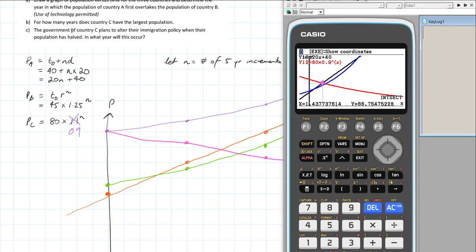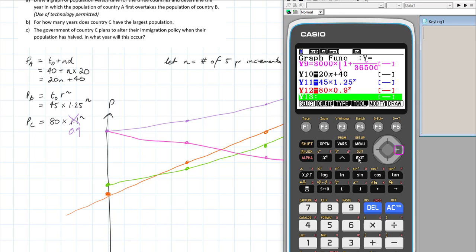Finally, this last one, the government of country C plans to alter their immigration policy when their population is halved. So it'll halve when it gets down from 80 to 40. In what year will this occur? So you could solve N and let PC be 40 and solve that. What I'm going to do instead is exit here and draw an additional graph at y equals 40. This one will be in green.